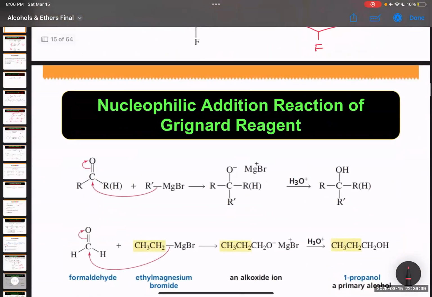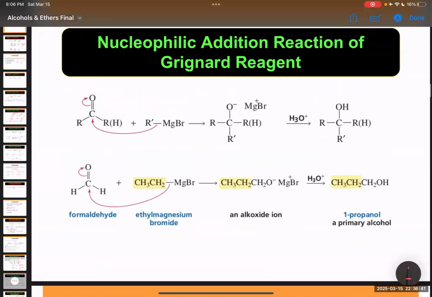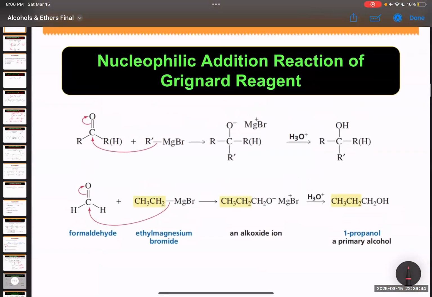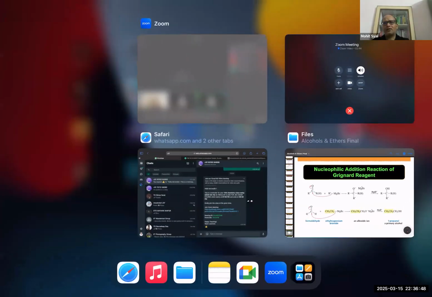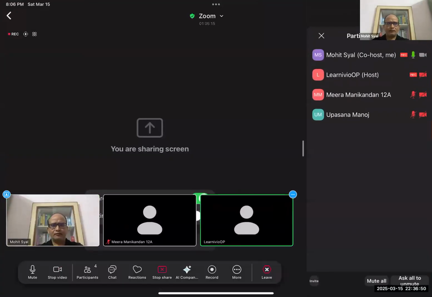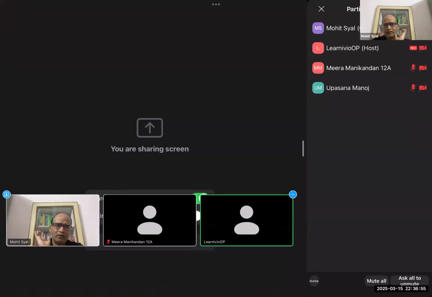Now how we are going to do its reaction and how we are getting alcohols. Okay, so that is very simple. First of all, you need to take a compound which already has oxygen, a double bond oxygen. Now the Grignard is added to it. The alkyl group of the Grignard has negative charge, so it gets connected to the double bond.